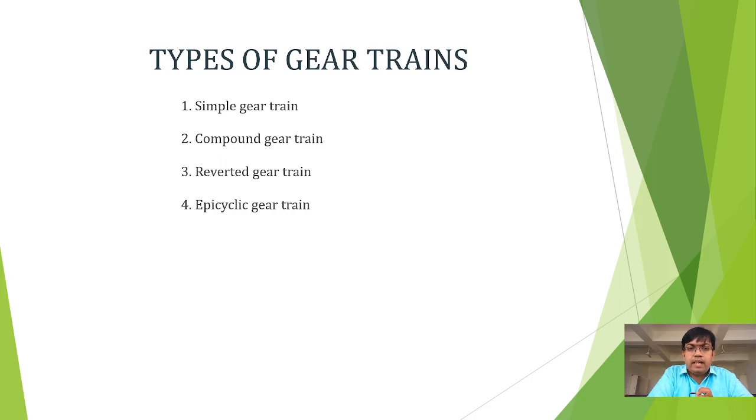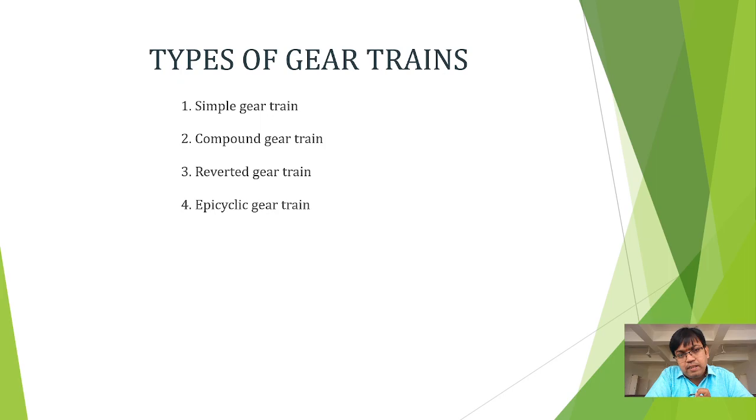Let us see the different types of gear trains. The first one is a simple gear train, and we also have compound gear train, reverted gear train, and epicyclic gear train. Now, what is a simple gear train actually? When you have only one gear mounted on a shaft, you call such an arrangement a simple gear train. When there is more than one gear mounted on a shaft, you call such an arrangement a compound gear train.